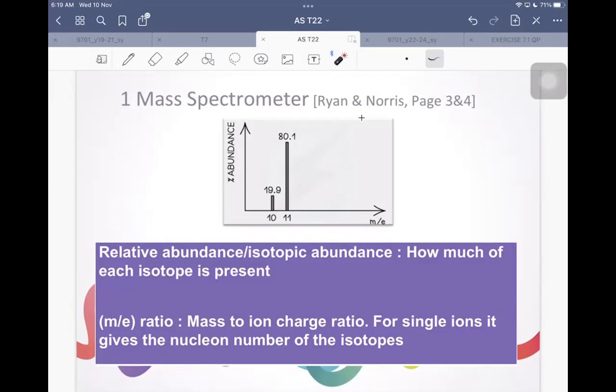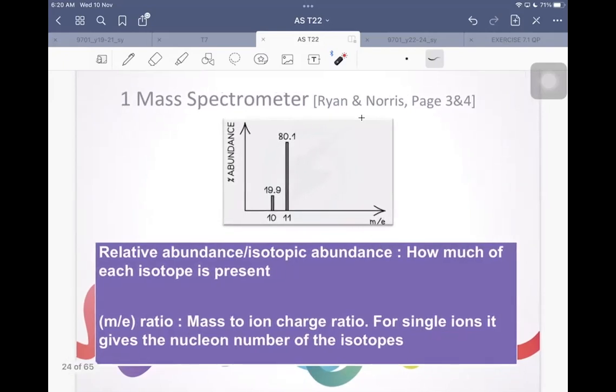For this first part of mass spectrometry, we're going to look at atoms first. A single atom, simple. Later on, in the second part of mass spectrometry, we're going to look at molecules, right? So in this case, the charge for a single ion is usually just +1.